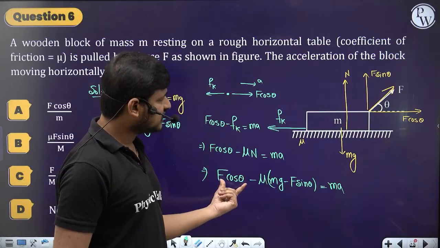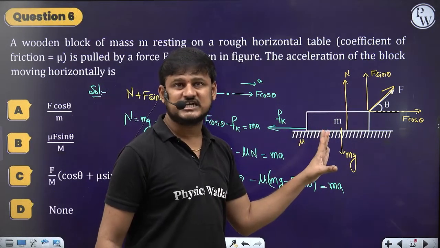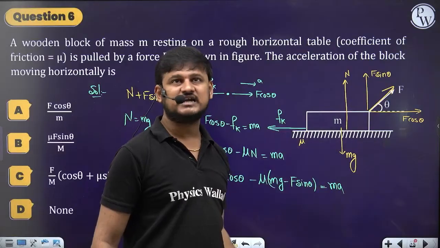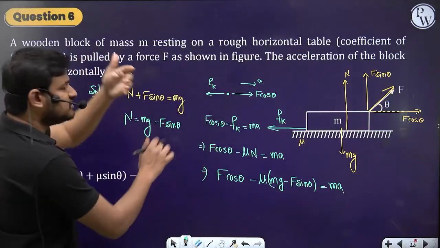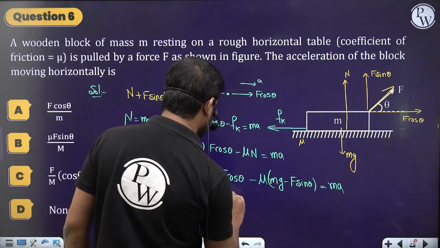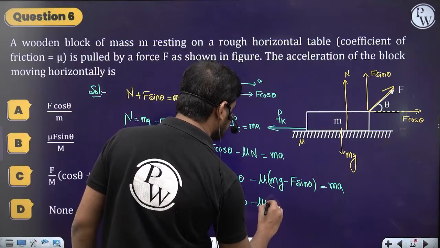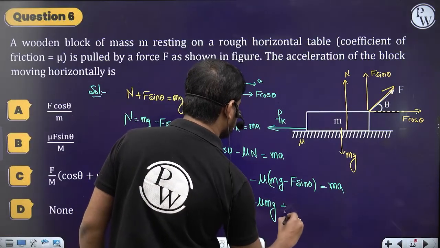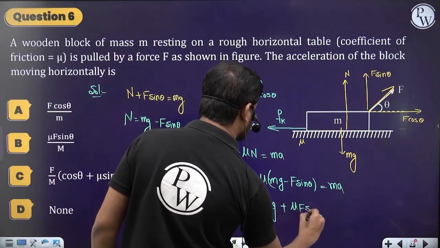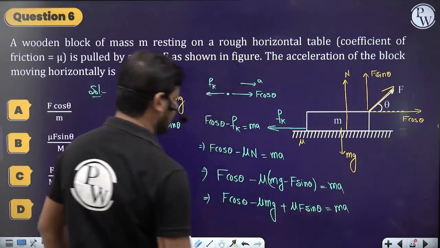So F cos theta is equal to, what is N here? N is just not equal to mg in this case. So there is some other force acting along with the N. So N is equal to mg minus F sin theta here. Okay. So from here, this is F cos theta. So let's multiply it inside. So minus mu mg plus mu F sin theta, which is equal to ma. Okay.